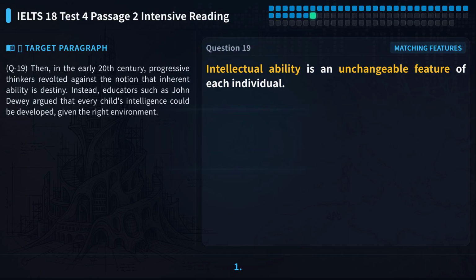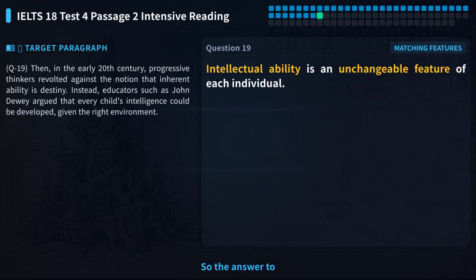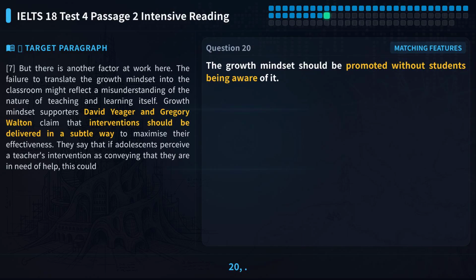Let's locate paragraph 1. It says, progressive thinkers revolted against the notion that inherent ability is destiny. This means some people once believed intelligence was natural and unchangeable. So the answer to question 19 is A. Let's look at question 20.